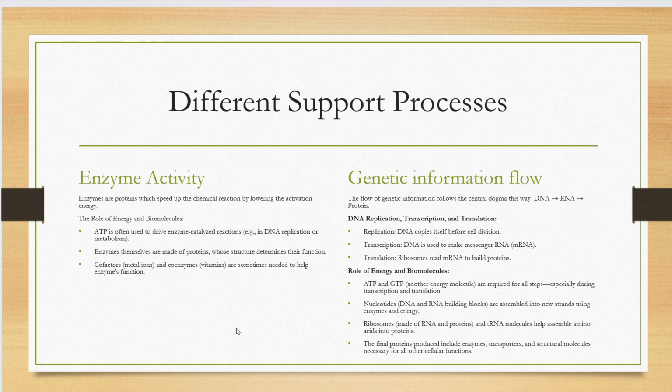Nucleotides, the DNA and RNA building blocks, are assembled into new strands using enzymes and energy. Ribosomes made of RNA and proteins, and tRNA molecules, help assemble amino acids into proteins. And then the final proteins are produced as enzymes, transporters, and structural molecules necessary for all the other cellular functions.